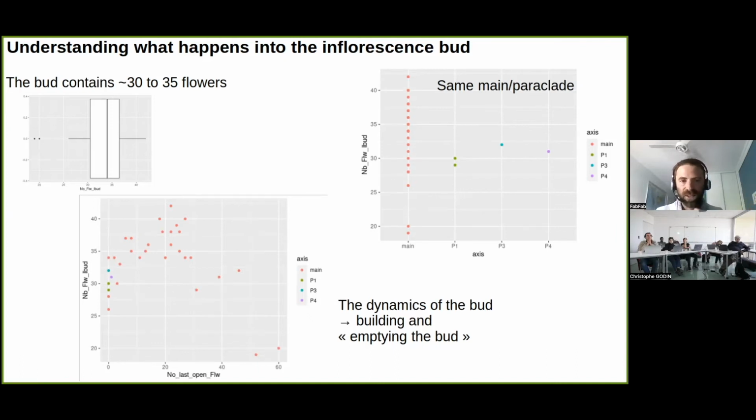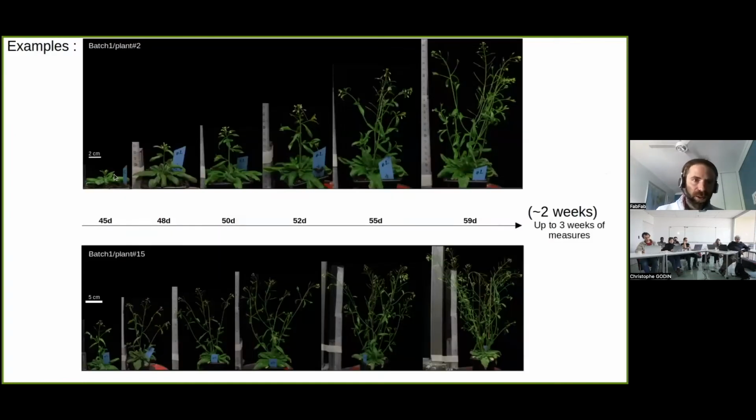So I think I started to catch this moment when, after a stationary phase, what I imagine here is that the rate of flowers that go out from the inflorescence bud is higher than the rate of production of flowers inside the bud. Then it gets depleted.